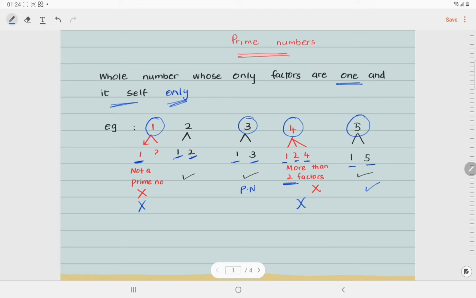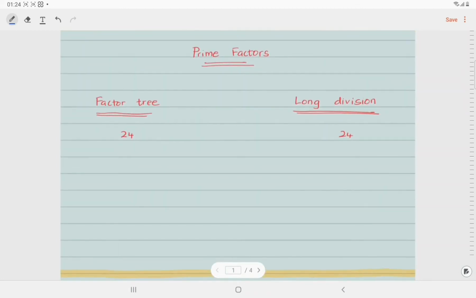So if I write in order starting from 2, 2 is the first prime number, then 3, 5, 7 and 11, 13 etc. So that's about prime numbers. Let's move to the next discussion about prime factors.